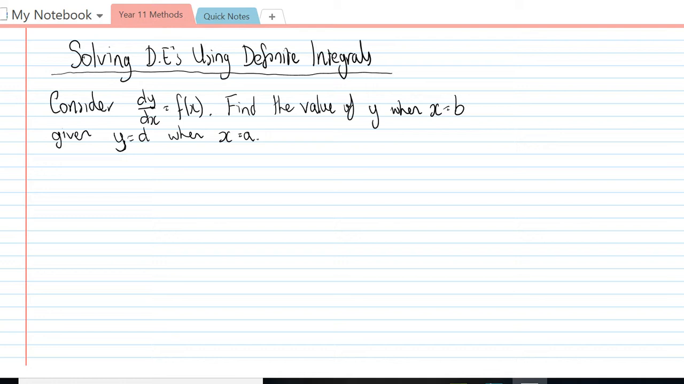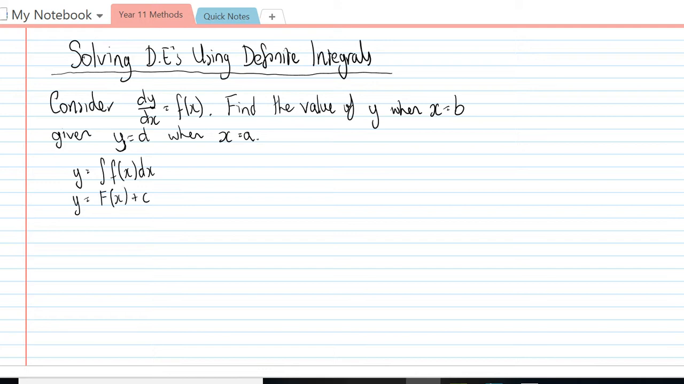Before we get stuck into this, we're going to consider this general situation, where dy/dx is equal to f of x, and we need to find the value of y when x equals b, given that y equals d when x equals a. That sounds a bit scary to begin with, but we know that y is equal to the antiderivative of the derivative, the antiderivative of f of x, which when we evaluate that, we should get capital F of x plus c. That's just notation that we can use for the integral.